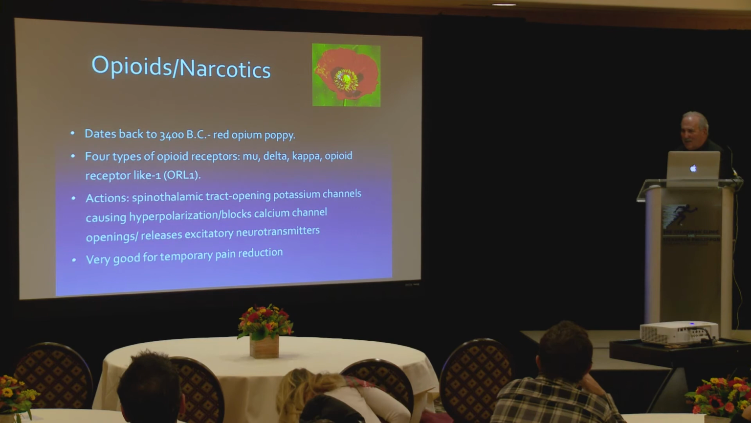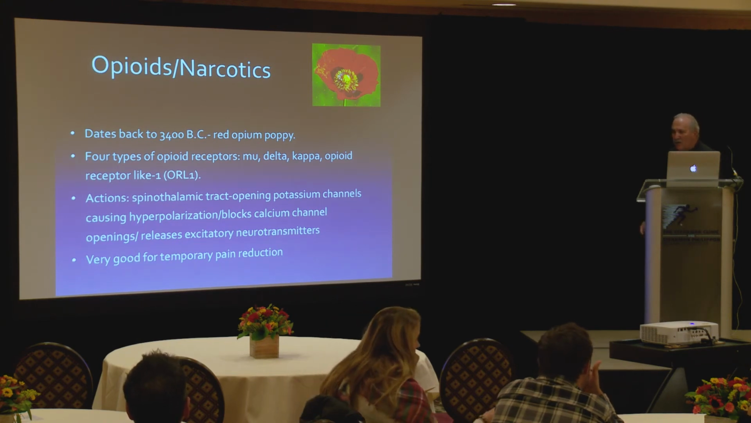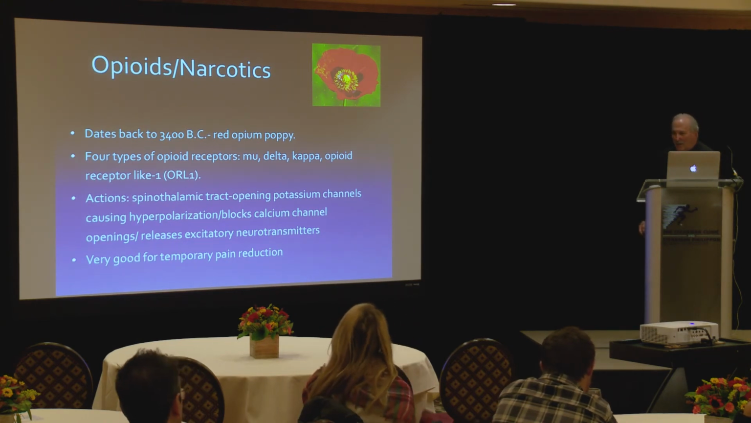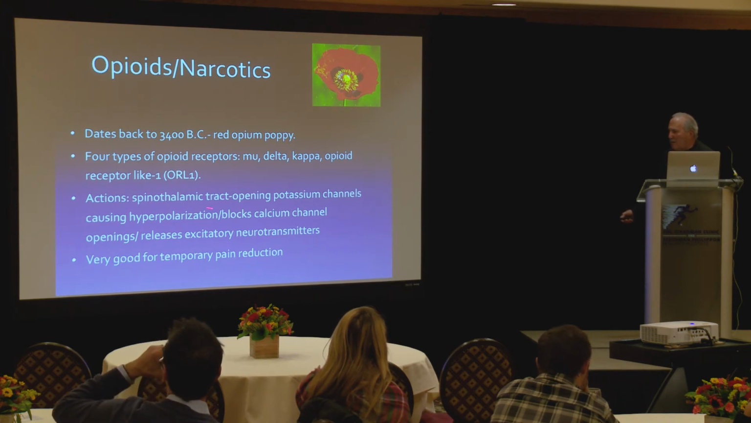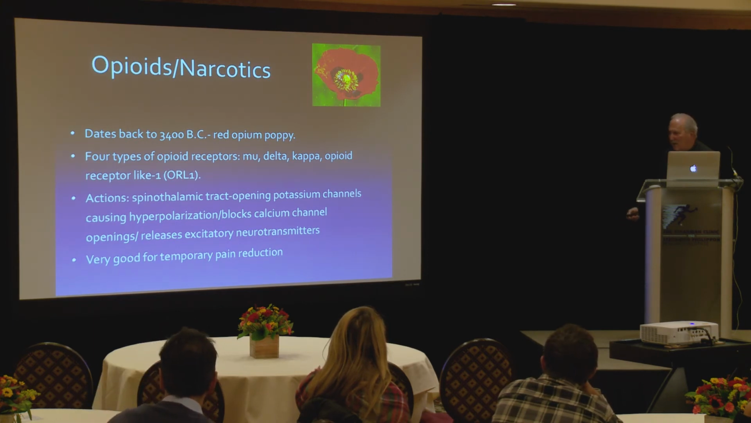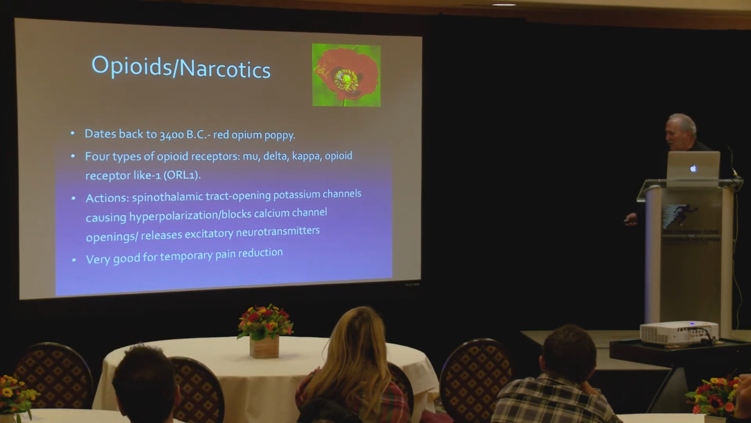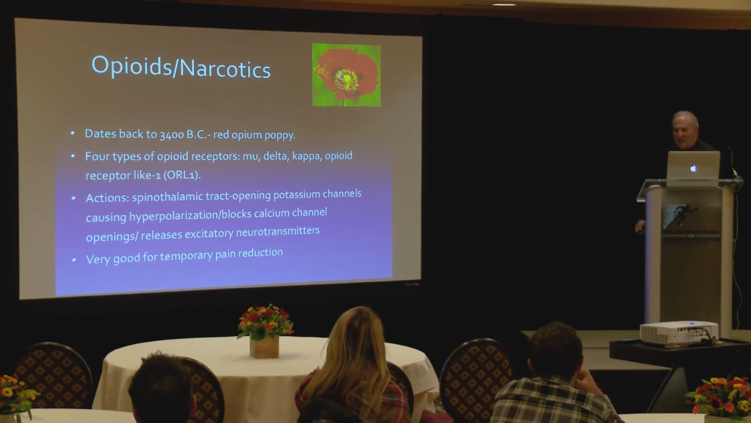Narcotics, big deal today. Wonderful drug used appropriately in the right patient. There's two parts, the spinothalamic tract opening potassium channels causing hyperpolarization, so it reduces the input of pain nerves, but it also releases excitatory neurotransmitters like dopamine. That's the problem because it also stimulates the limbic system and it gives people euphoria. I don't get it. I could never be a drug addict because I just don't get euphoria when I take these, but other people do. So you've got to be careful with how you use them.